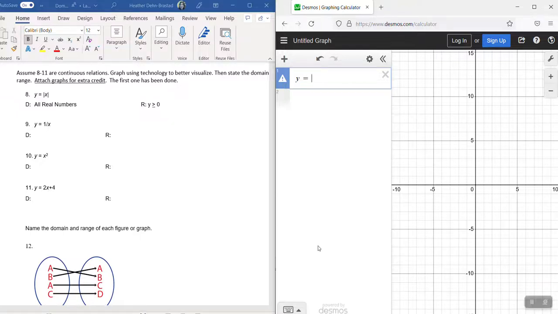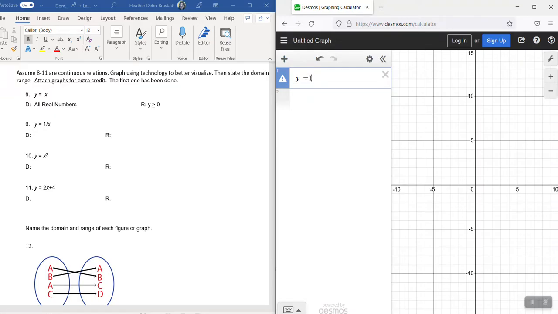Hello, this is Ms. DB, and I'm going to show you how to graph the functions for 8 through 11 on the domain and range worksheet so that you can check and see what the domain and range would be. Number 8 was already, the answers are there, but here's how to put it into Desmos.